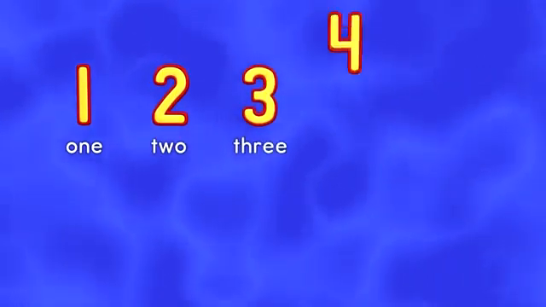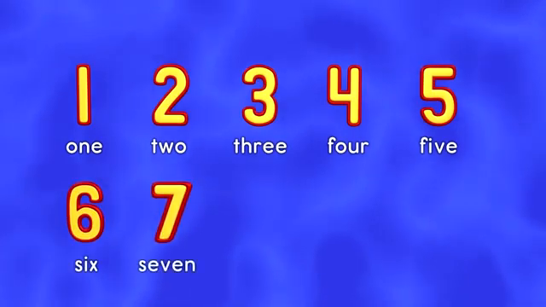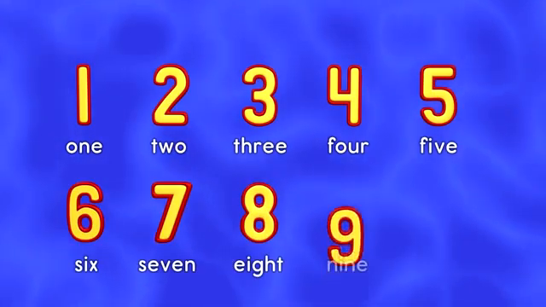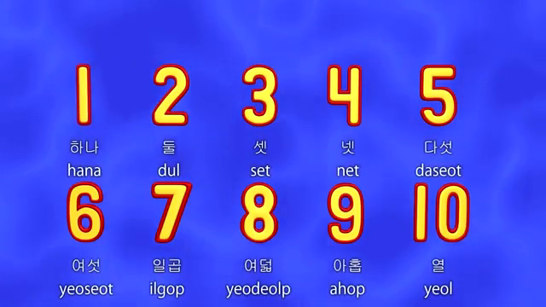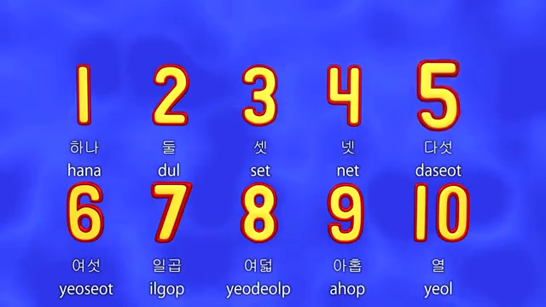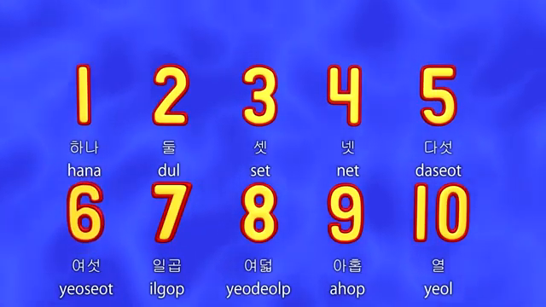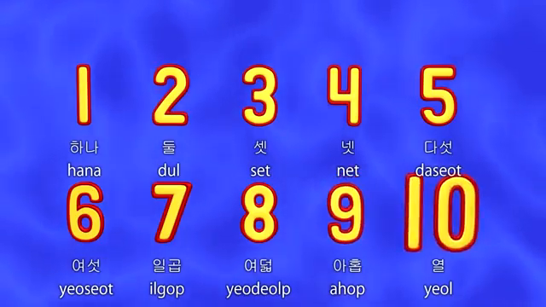One, two, three, four, five, six, seven, eight, nine, 10. 하나, 둘, 셋, 넷, 다섯, 여섯, 일곱, 여덟, 아홉, 열.